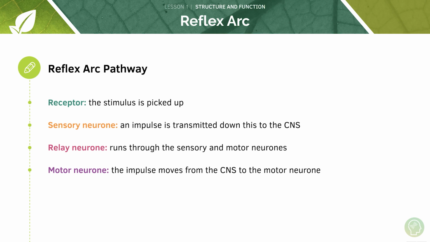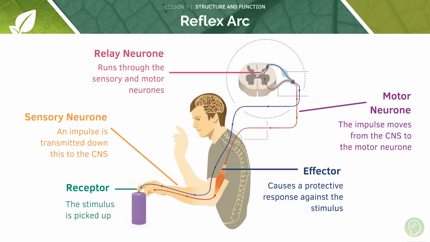So it runs through a relay neuron in the spinal cord, which then transmits the signal to a motor neuron, which is then going to transmit the impulse away from the CNS to an effector, which causes a protective response against the stimulus. So in this case, it would be moving your finger away from the heat.